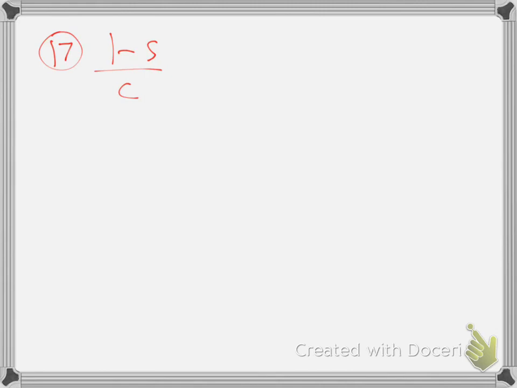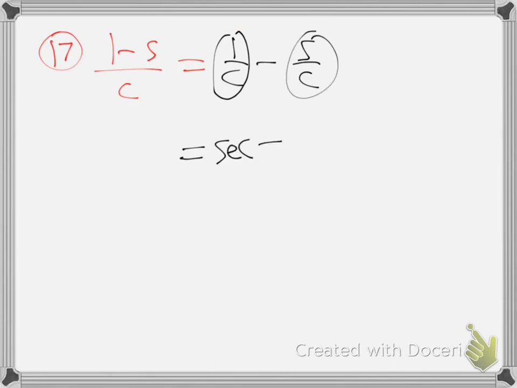Any ideas? Break it into 2 parts. Break it over the common denominator, right? They both have the cosine, so you can just make it 2 separate fractions having that same denominator. We did that maneuver a few problems ago. And then, what is 1 over cosine? Secant. And what's sine over cosine? Tangent. Secant minus tangent.